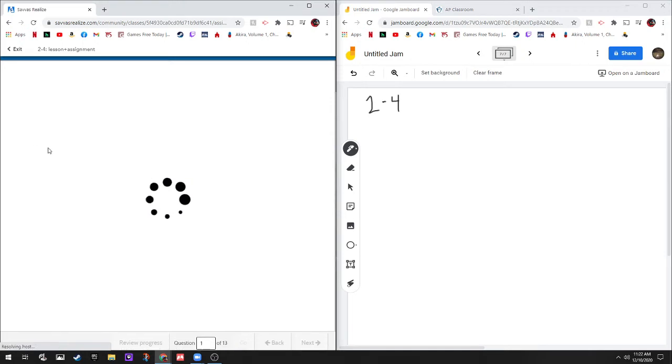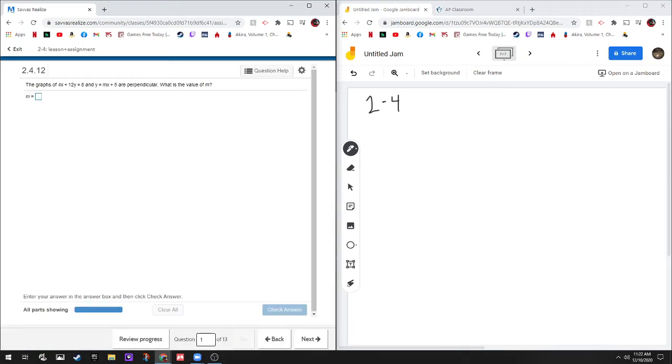2-4, start. Okay, so here, hold on, let me make sure I have Zoom muted. That would be unfortunate for them. It's muted. We'll just say it's muted.